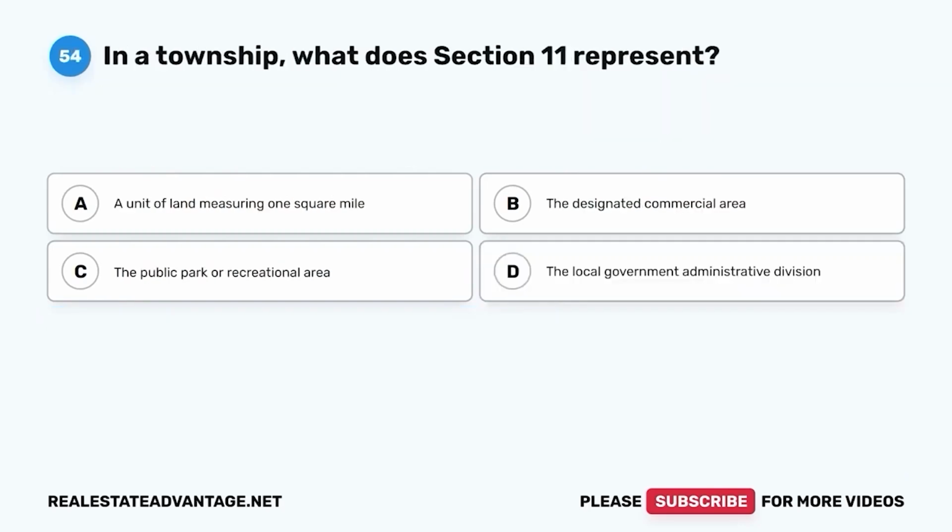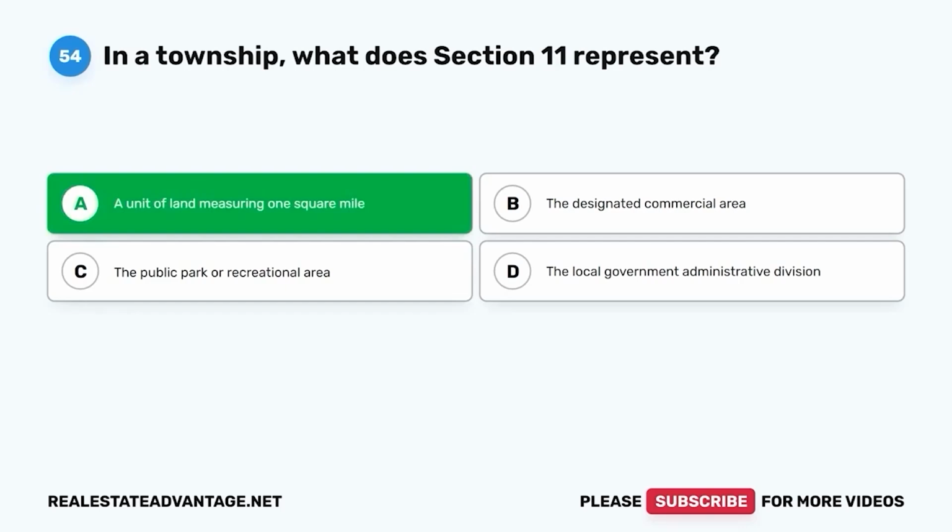Question 54. In a township, what does Section 11 represent? A. A unit of land measuring 1 square mile. B. The designated commercial area. C. The public park or recreational area. D. The local government administrative division. The correct answer is A.